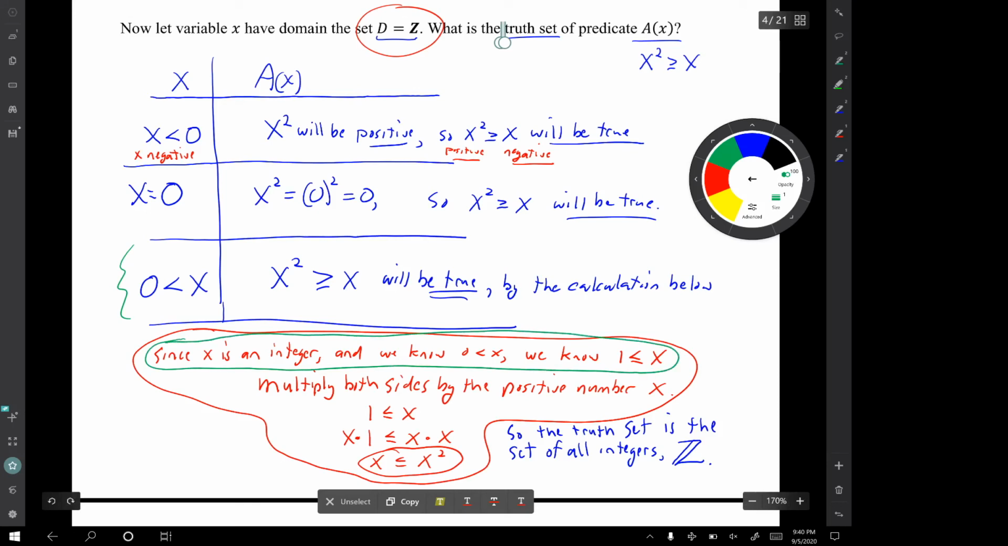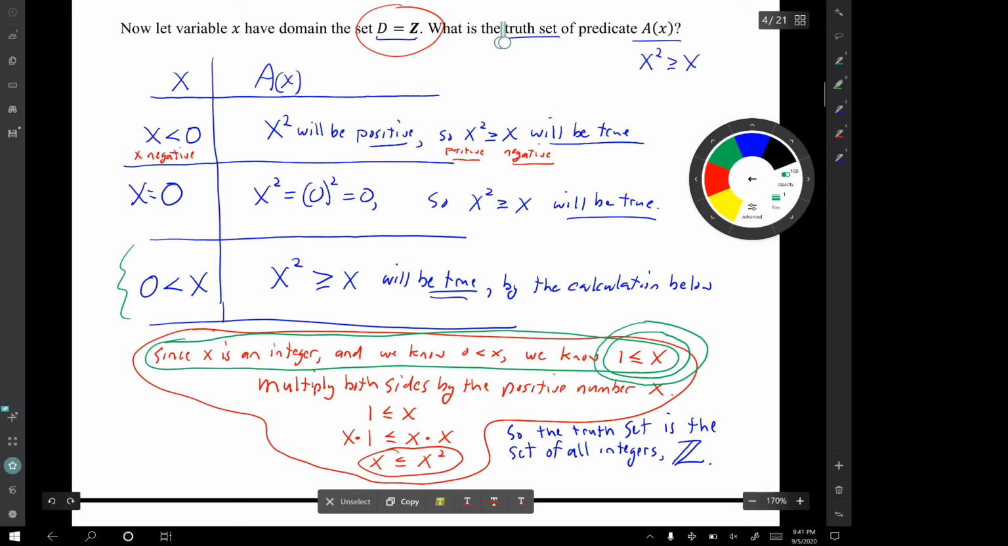Because what we did in this red circled computation relied on the fact that if we had an integer and we knew the integer was greater than 0, we actually knew that the integer had to be greater than or equal to 1. There were no integers between 0 and 1. So we could assume that the integer x was greater than or equal to 1, and then we were able to get through this whole calculation using that key fact.